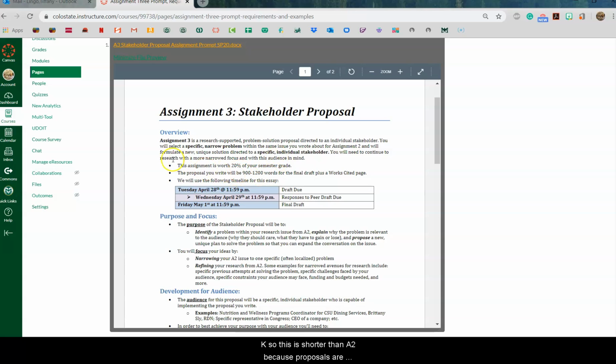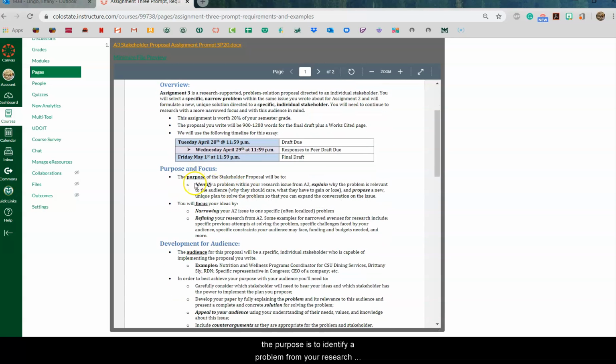So this is shorter than A2 because proposals typically only hold important information and what is necessary, and are specifically to one stakeholder, and I'll get to that in just a minute. So it's 900 to 1200 words plus a works cited page, okay? And the purpose is to identify a problem from your research with an A2 and explain why that problem was relevant to the audience. Why should they care? What do they have to gain or lose? And propose a new, unique plan to solve the problem so that you can expand on the conversation.